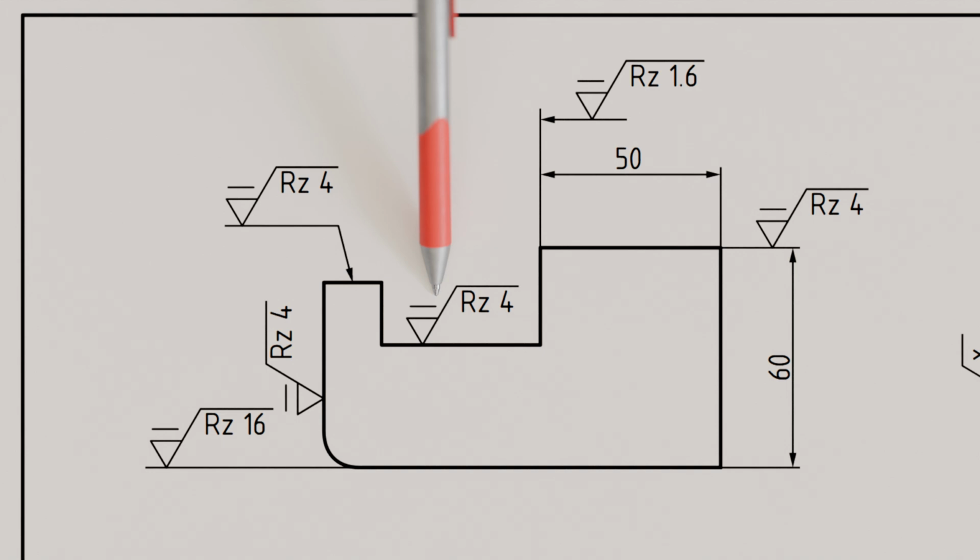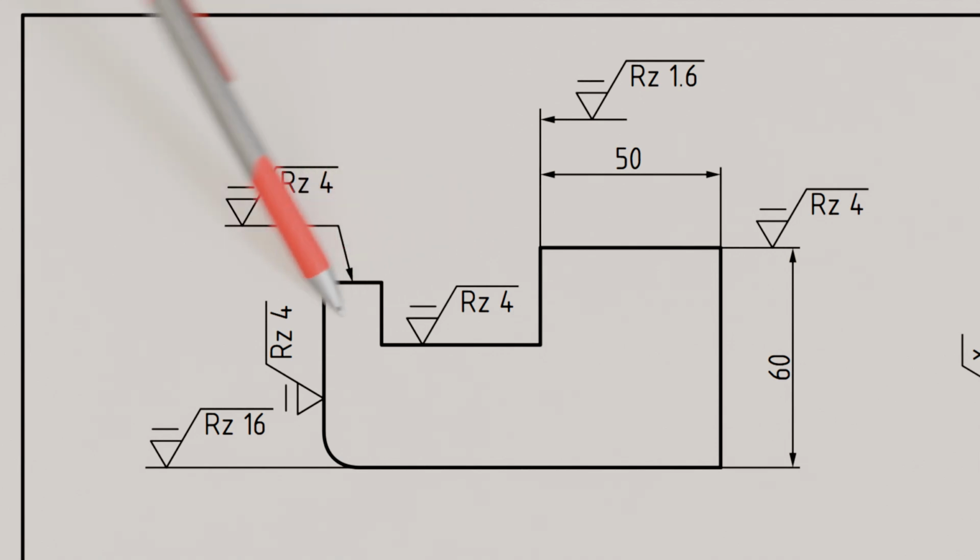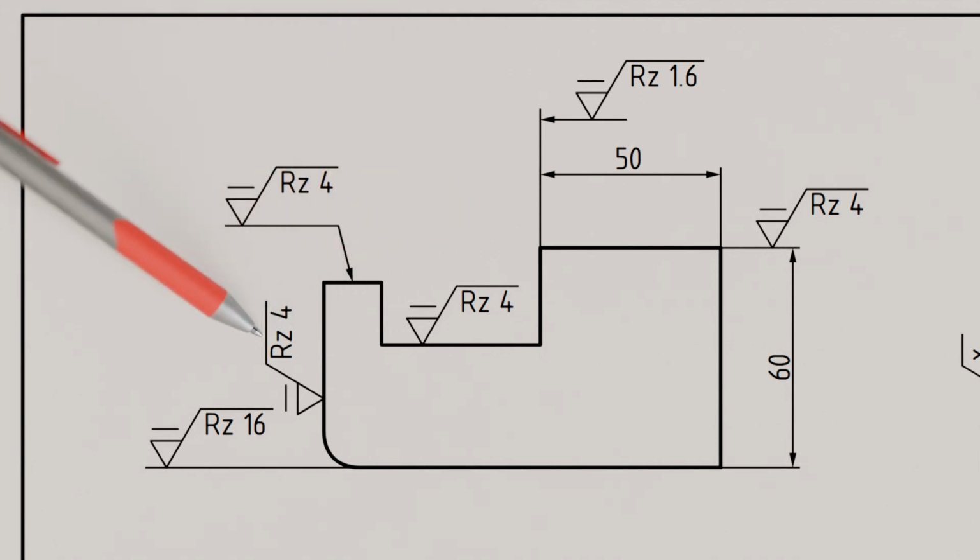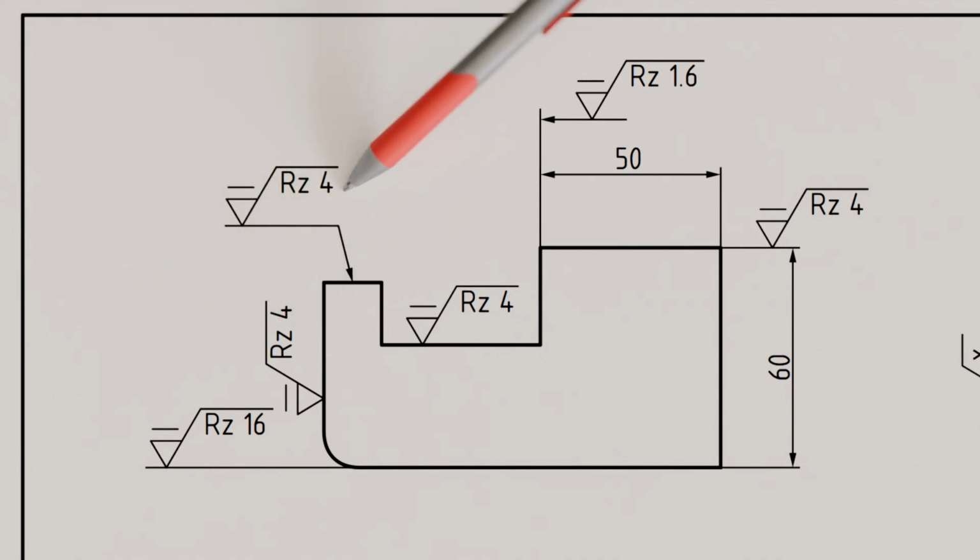These symbols are always placed on the surface to be machined. They must be readable from below or from the right. Surface symbols may also be placed on a leader line with an arrow pointing externally to the surface.